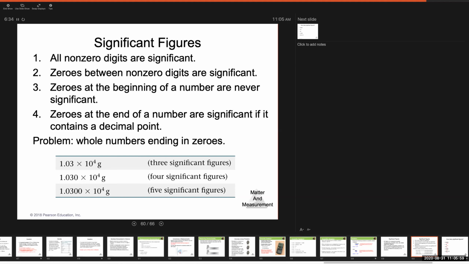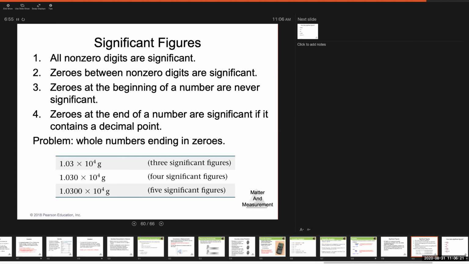All non-zero digits are significant. Zeros between non-zero digits are significant. Zeros at the beginning of a number are never significant. Zeros at the end of the number can be significant if a decimal point is involved. We'll have some examples of that.